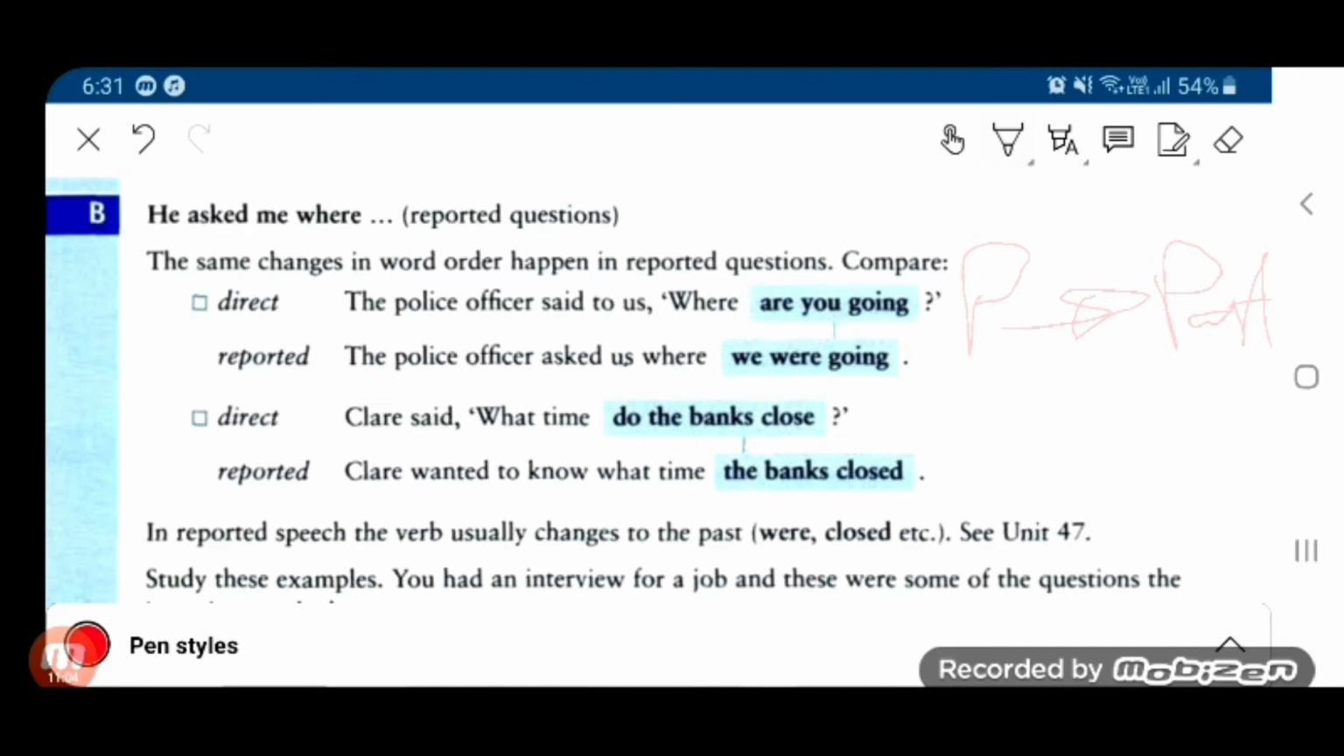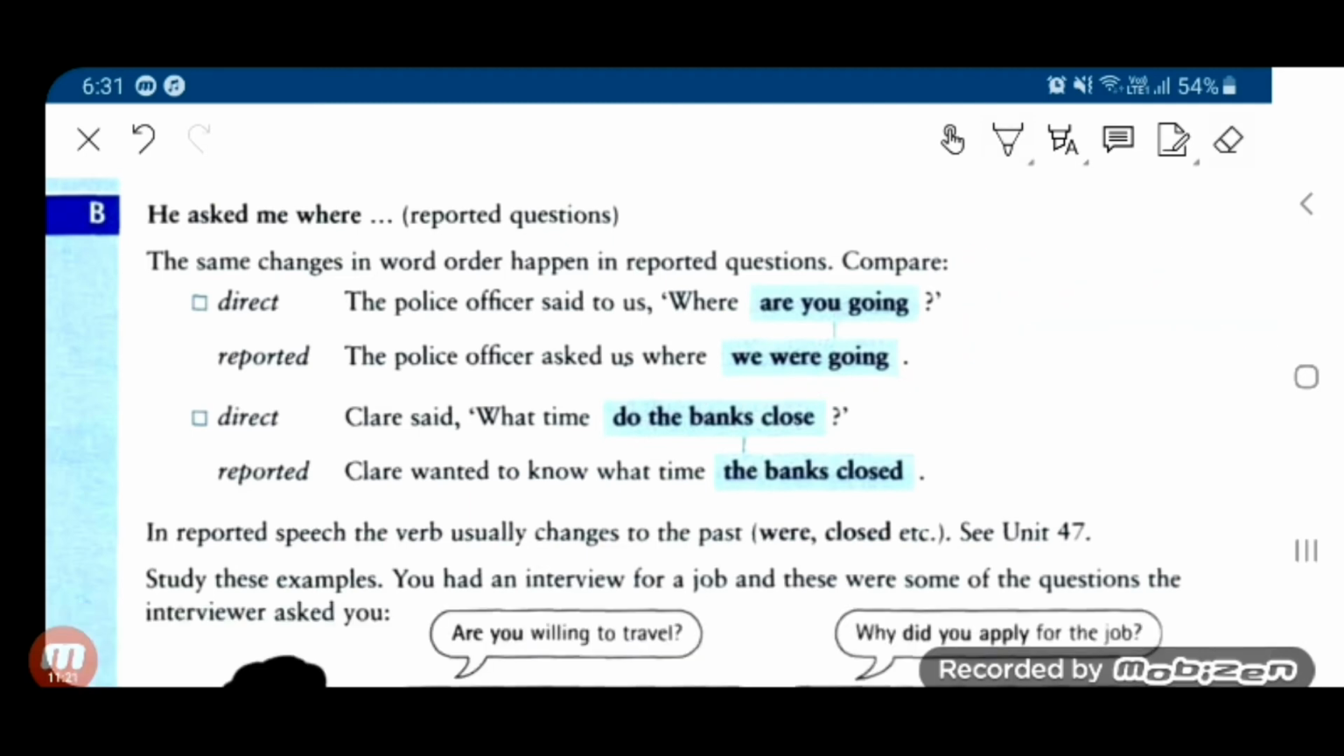So here we can see, where are you going, are you going represents present continuous sentence. Okay, so we are going, here it represents past continuous sentence. Okay, so as you can see. Okay, so let's move to another example.